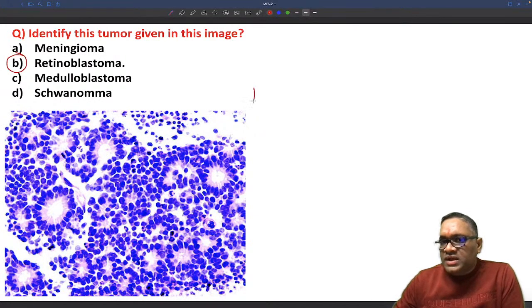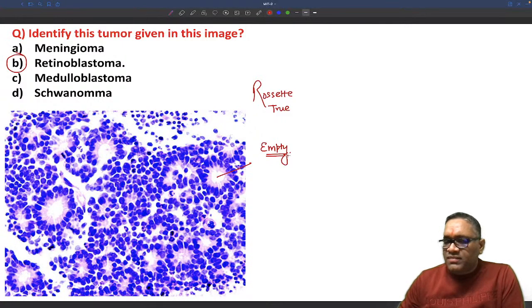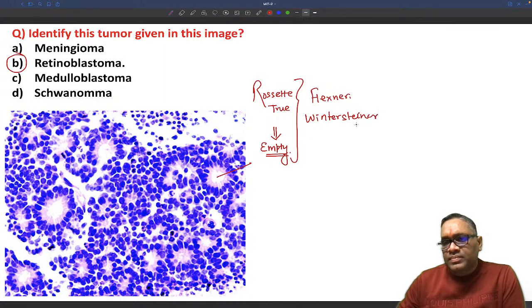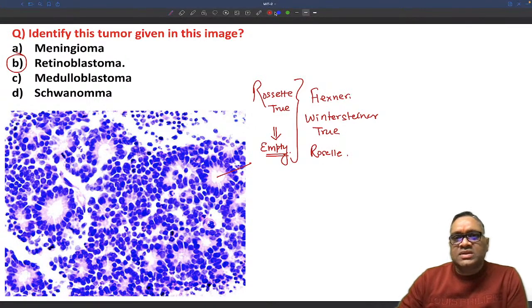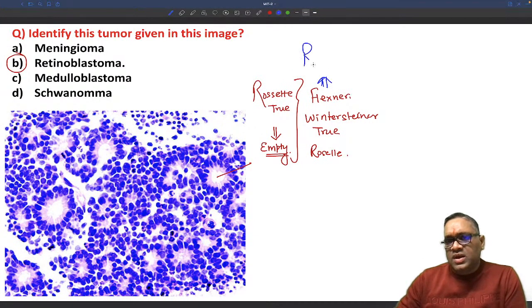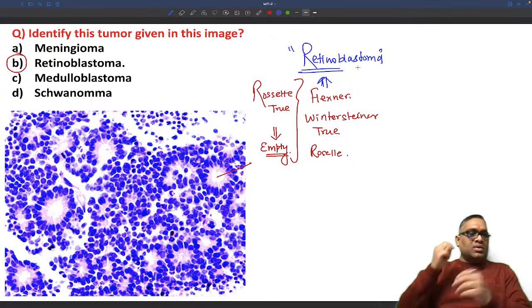Why? Because again here we are seeing the rosettes, right? And this rosette is a true rosette, because in a true rosette the central part will be empty. That is called the Flexner-Wintersteiner true rosette. So Flexner-Wintersteiner true rosettes are seen in retinoblastoma. That is the important point. That is how you can identify it.